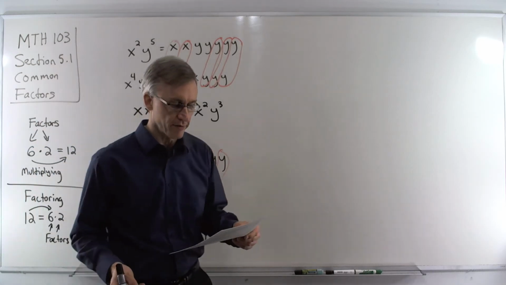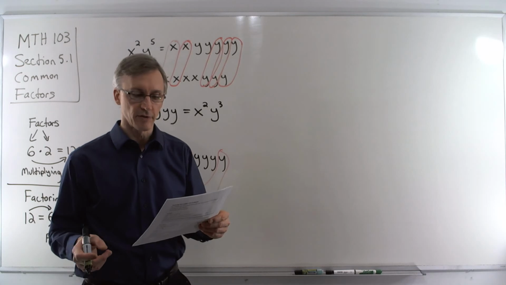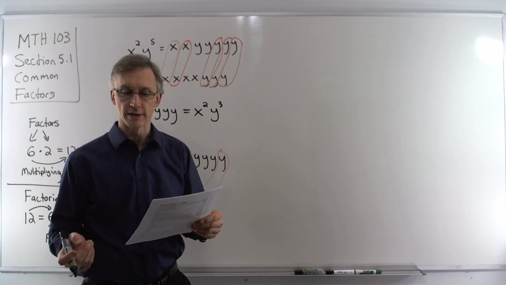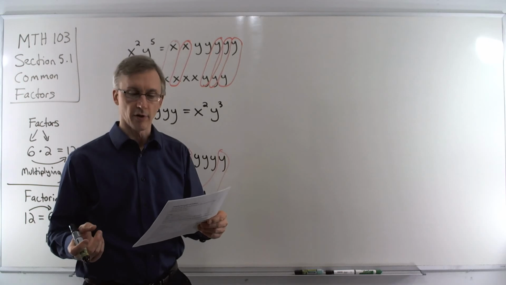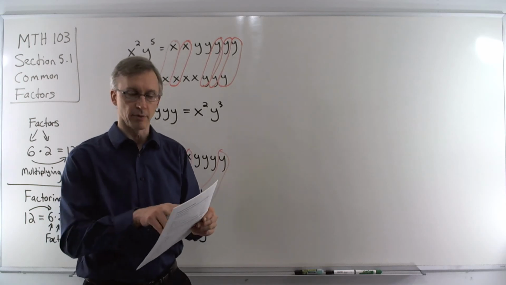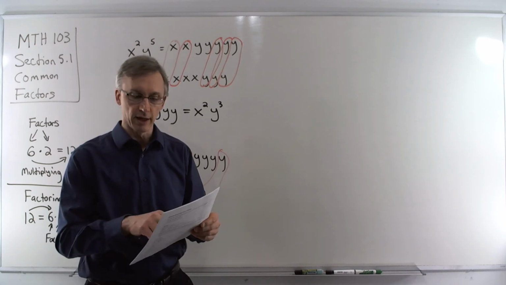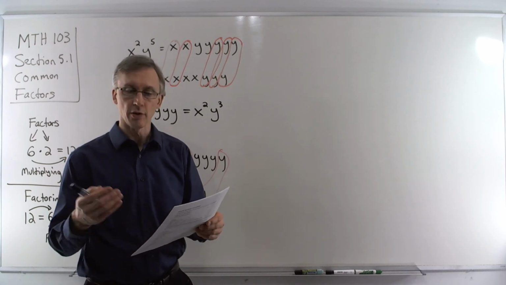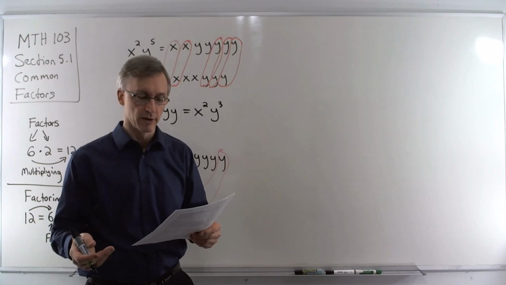So notice in the first row, we have x to the fifth, y to the eighth, and x to the fourth, y to the third. The greatest common factor is x to the fourth, y to the third. Well, 4 happens to be the smaller of the two exponents on the x base, and 3 is the smallest exponent on the y base. All right, let's see if that pattern continues as we go down.